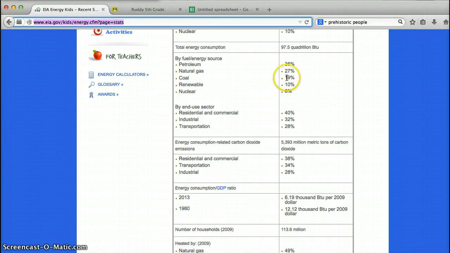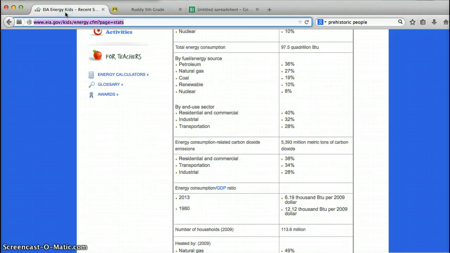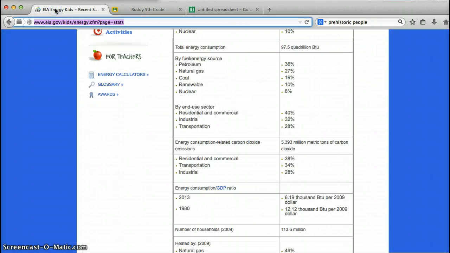Coal, 19%. I'm going to write coal and 19%. If it's hard for you to go back and forth, I'd recommend you go ahead and write this down in your Discoveries Lab notebook, so that you can be going back and forth. All right, now we're going to go to renewable, which is 10%. And then we're going to check our last one. We're going to go nuclear, 8%.